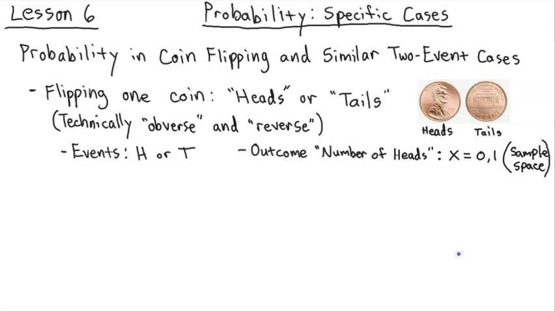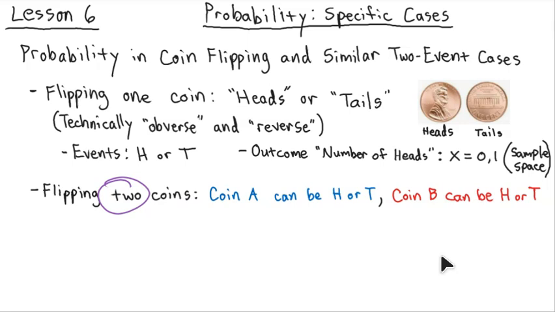And so our outcome, which we'll refer to as our random variable, will be the letter X, and there's two possibilities. X can either result in 0 heads, and that's when you flip tails, or it can result in 1 head when you flip heads. And we call these two numbers, 0 and 1, the sample space for the outcome number of heads. But now suppose we wanted to flip 2 coins instead of just 1 coin, okay?